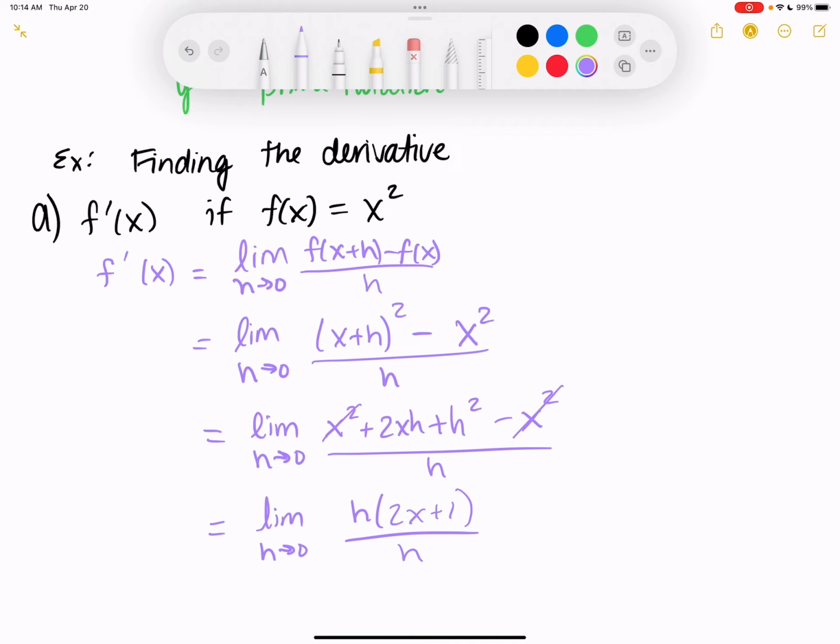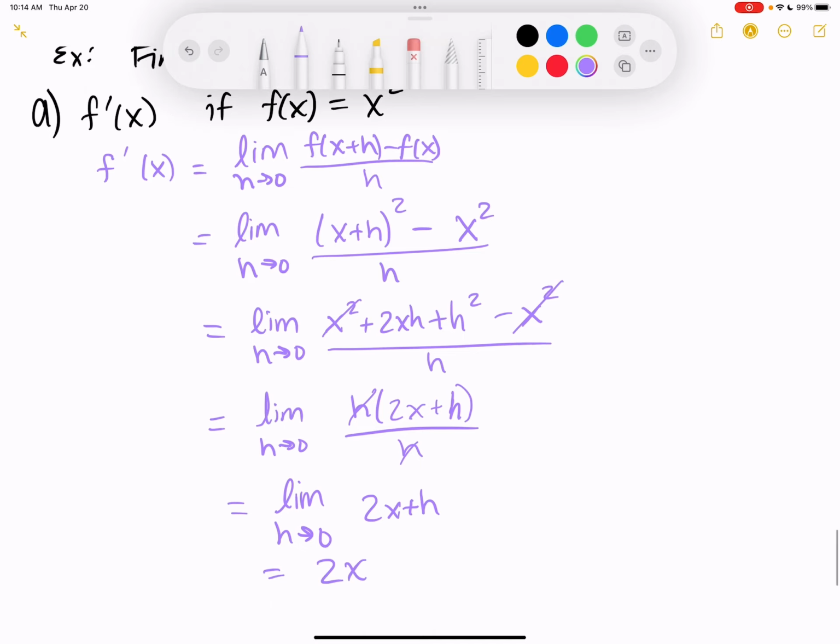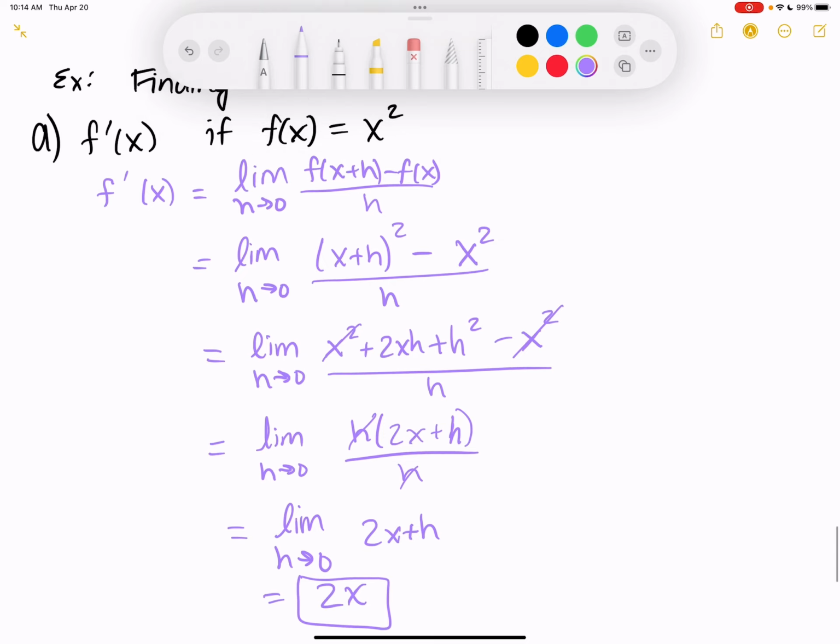Nope, hold on. That's an h. 2x plus h. I wrote a 1. So then the h's cancel. So you now have the limit as h approaches 0 of 2x plus h. If h goes to 0, I'm left with 2x. So the derivative of x squared is 2x.